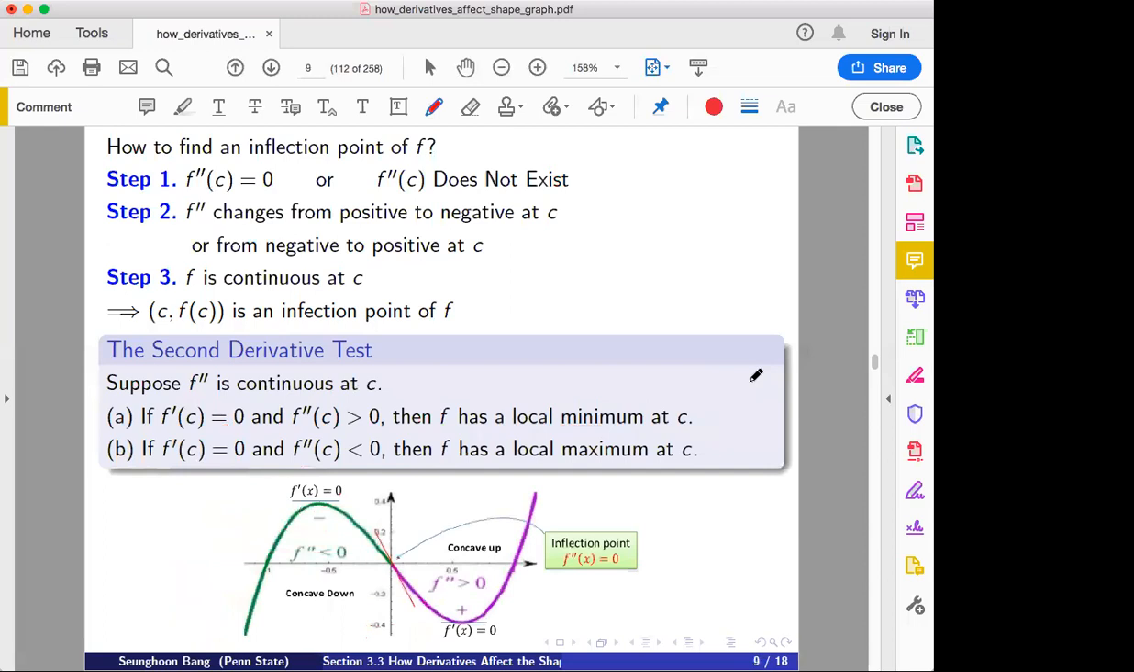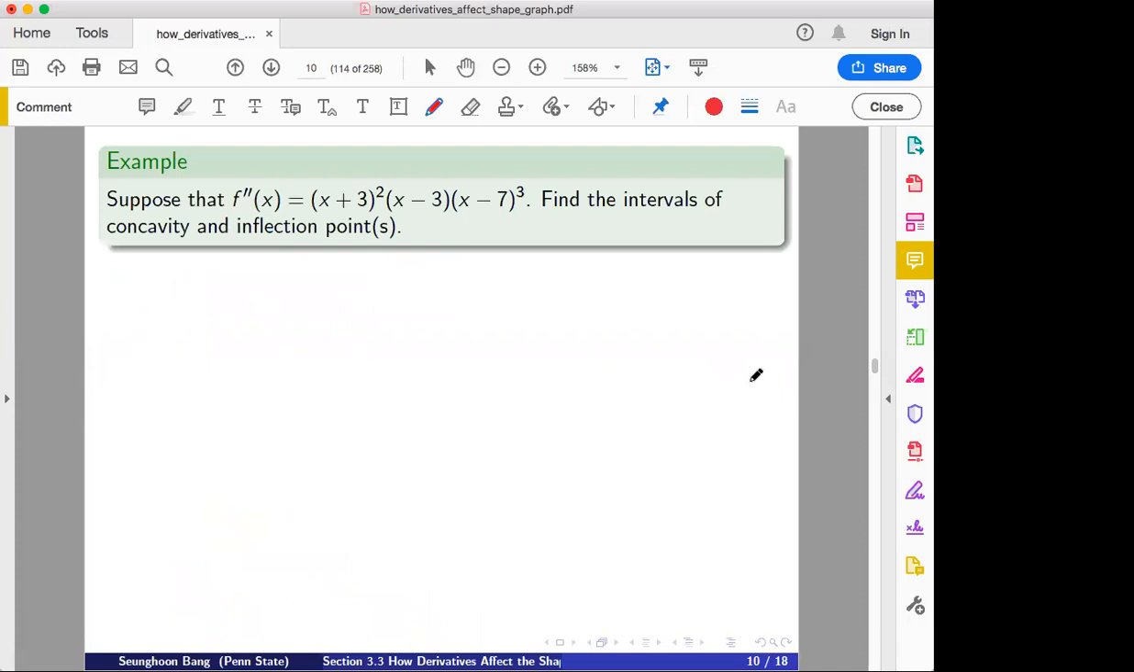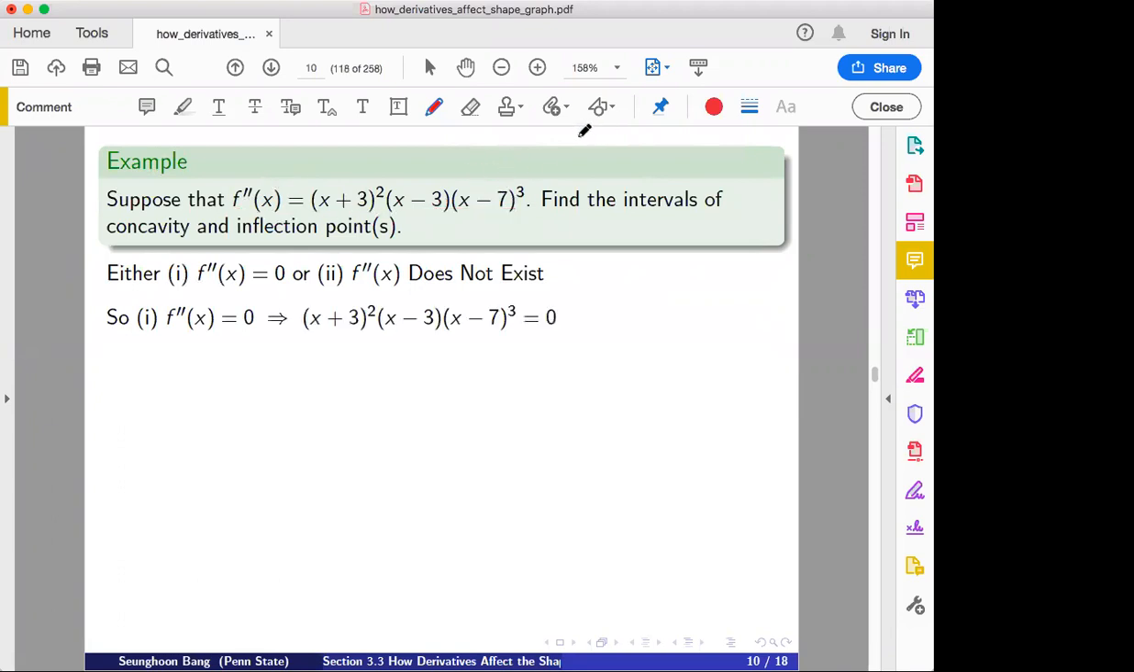The next one, I'm going to give an example. Suppose that the second derivative of f at x equals (x plus 3) squared times (x minus 3) times (x minus 7) cubed. Find the intervals of concavity and the inflection points. Similarly, you find where the second derivative equals 0 or does not exist. When the second derivative equals 0, if one factor equals 0, the whole thing equals 0.